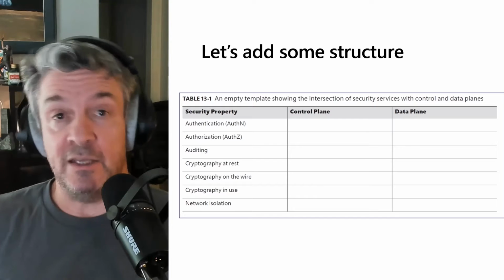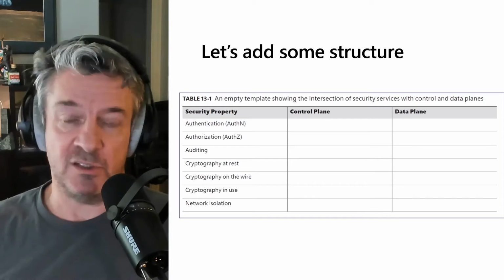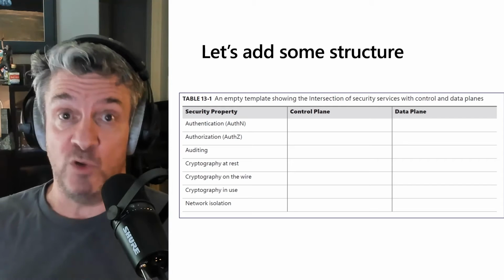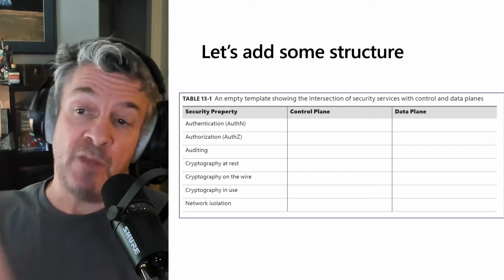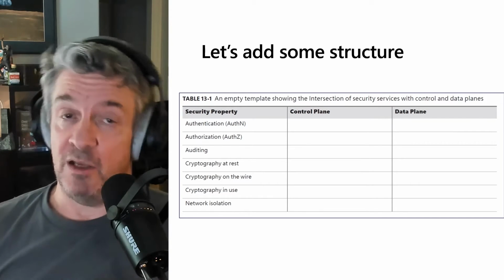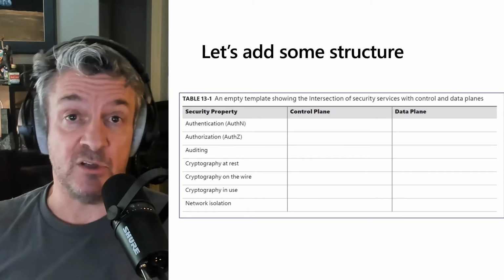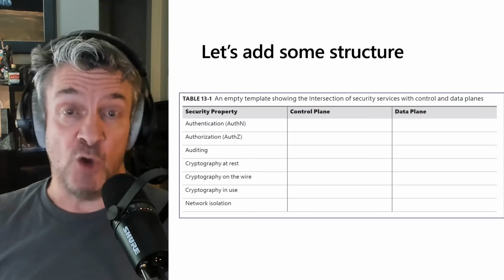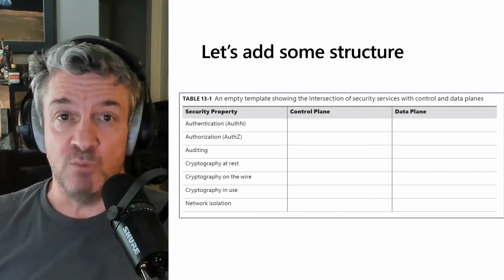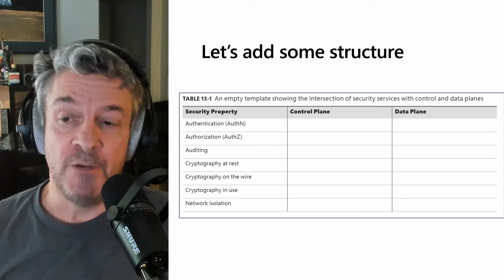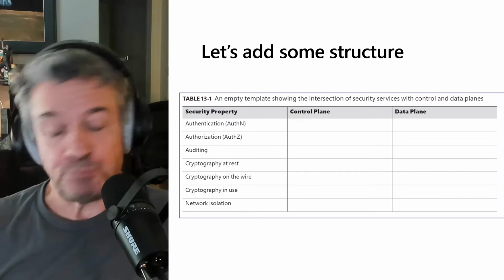The control plane is the management plane. It's how do you manage these systems? And the data plane is essentially the mitigations that come into play for your users using the system. Then you have all these different things you need to think about, like authentication and authorization and audit, and then the various types of cryptographic controls. There's another session called OD31 where I go into more detail on the three sets of cryptographic controls, and then finally network isolation.